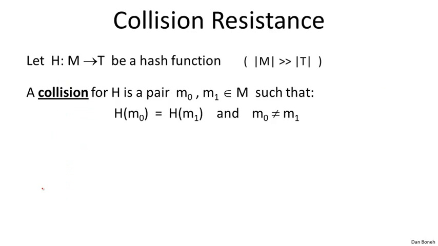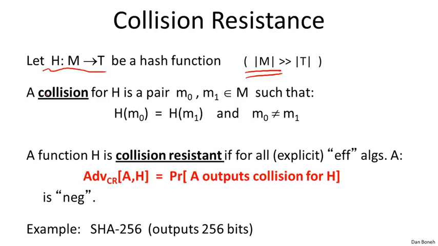So let's first of all start by defining what it means for a hash function to be collision-resistant. Think of a hash function from some message space to a tag space T, and you should be thinking of the message space as much, much bigger than the tag space. So the messages could be gigabytes long, but the tags would only be like 160 bits. Now, a collision for the function h is a pair of messages m0, m1 that happen to be distinct. However, when you apply the function h to them, you end up with the same output.